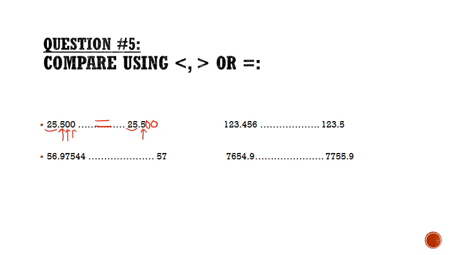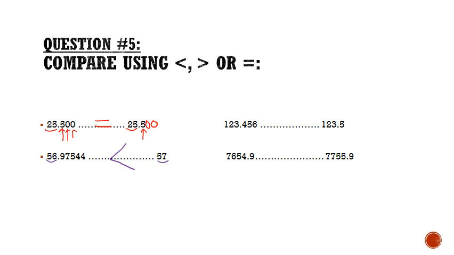Yes, Noor? First, we start comparing the whole part. What do you think? I have 56 and 57. So what do you think? 57. Yes, directly this number is greater than the decimal number.